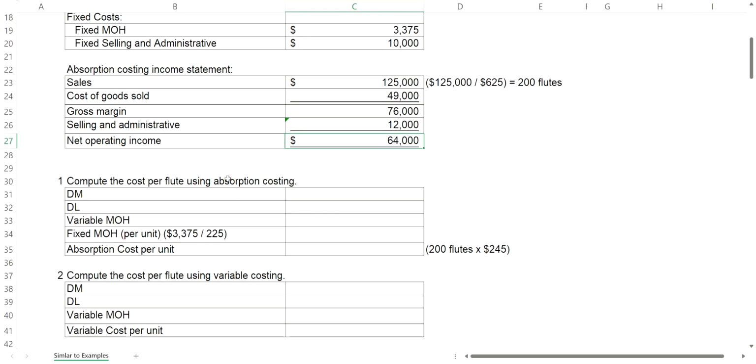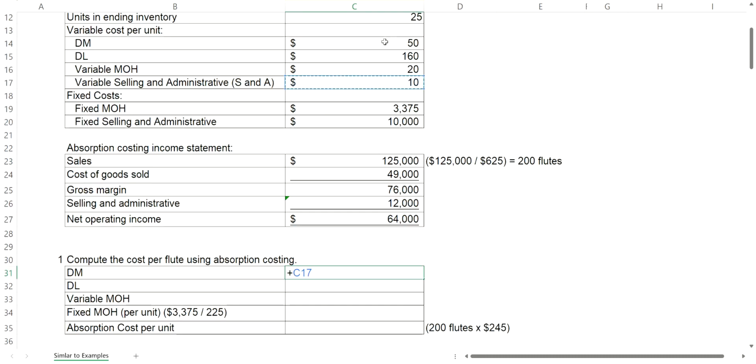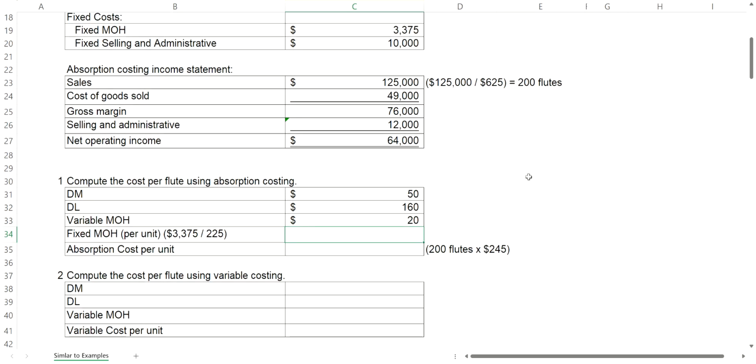Now, step one, let's compute the cost per unit, cost per flute, using the absorption method. That will use four items: direct materials, direct labor, variable manufacturing overhead, and fixed manufacturing overhead. And we do need to get that per unit. Okay, let's start with direct materials. That is given to you at $50 per flute. Direct labor is given to you at $160 per flute. And variable manufacturing overhead is given to you at $20 per flute.